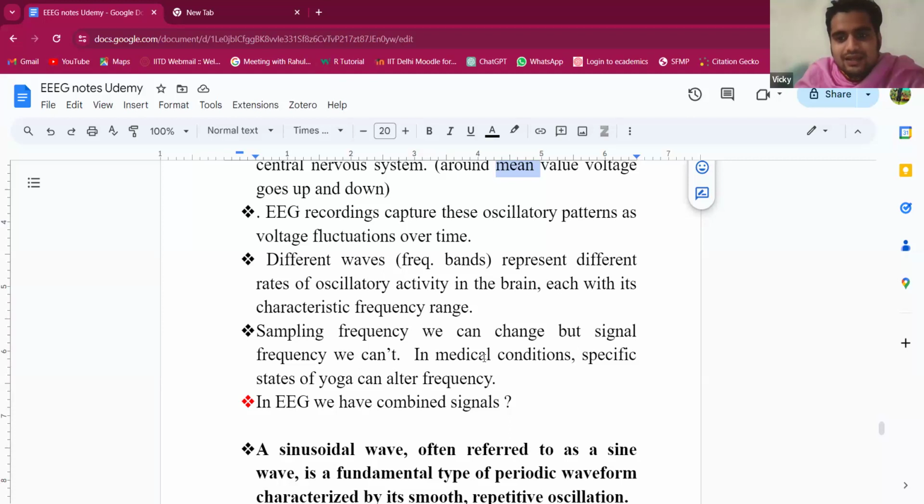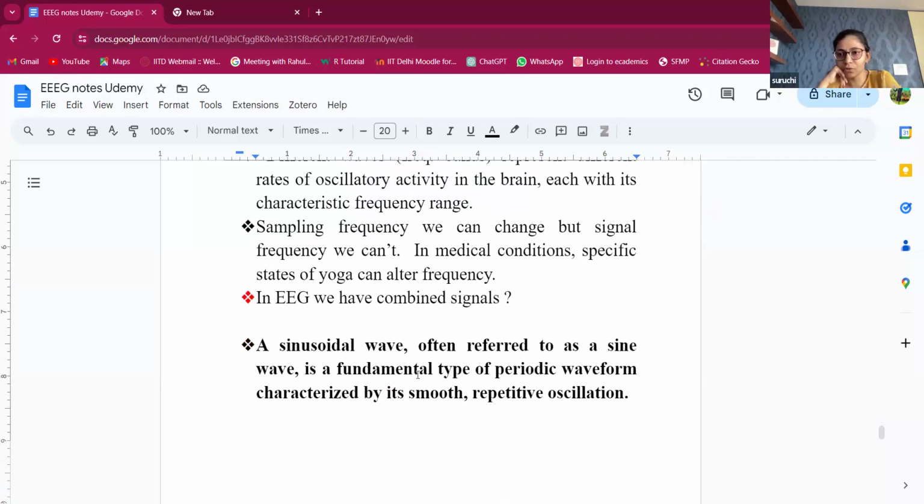We know that in medical conditions, specific stages of yoga, people can alter their frequency, but normally it is not possible. Even with tasks, you can change. If you start doing something cognitively demanding, or you are in different sleep stages, it automatically changes. Emotional things you're watching will change it. Your behavior will change it a little.